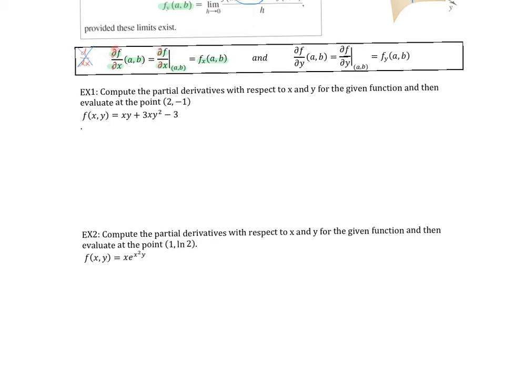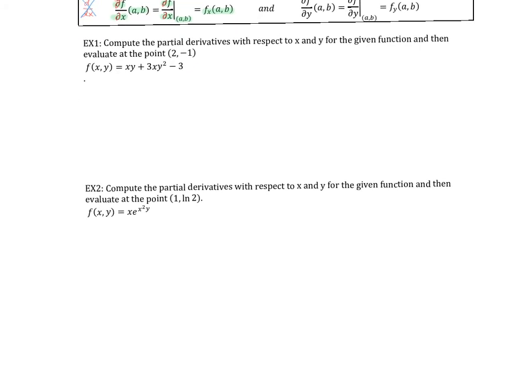Let's do some examples. We're going to compute the partial derivative with respect to x and y for the given function, and then evaluate it at the point (2, -1). So I'm just going to compute the derivative. If I compute the derivative with respect to x of this function, which is a function of both x and y, again, I'm treating y as a constant, and I'm taking the derivative with respect to x. So x times y is simply y, plus 3y squared, and then minus 0.